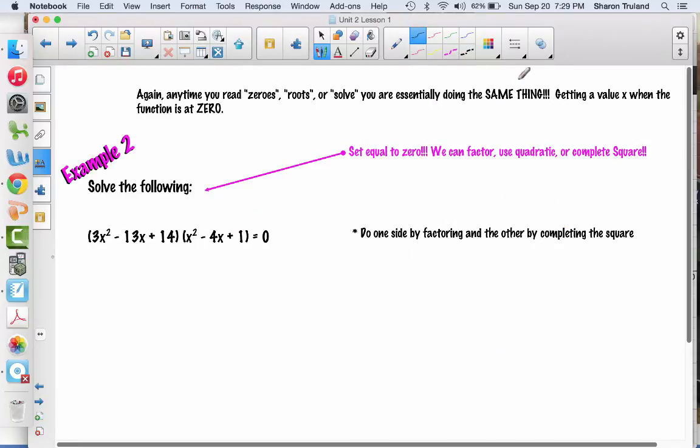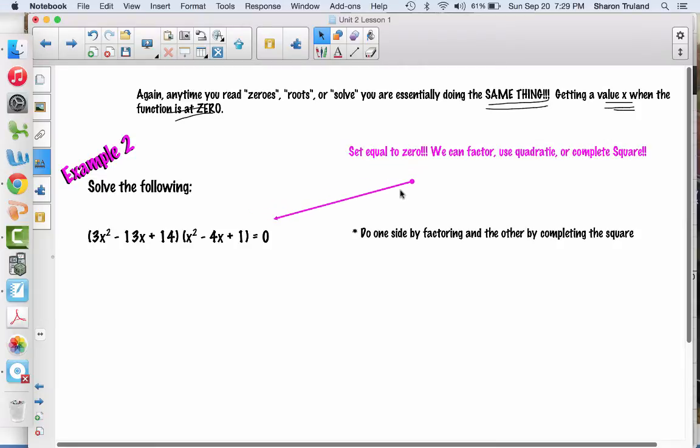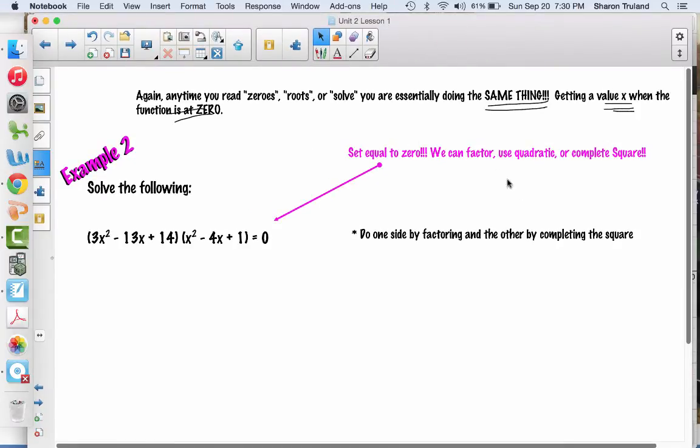All right, example 2, one more. Anytime you read zeros, roots, or solve, you are essentially doing the same thing. You're getting an x value when the function is at 0. I'm trying to find those roots again. I'm going to drill that into you. So in example 2, it says solve the following. And when I look, it's set equal to 0. So we're factoring. We can use the quadratic formula or we can complete the square.